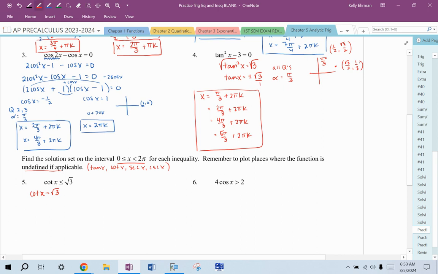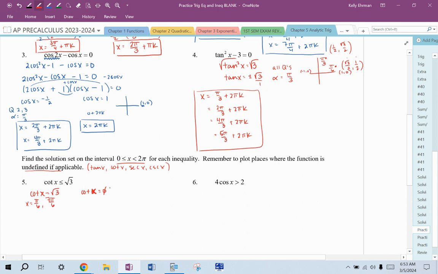One is the x over y, radical 3 over 1. That's at pi over 6, when x over y is radical 3 over 1. So x equals pi over 6, and then also in quadrant 3, 7 pi over 6. Those are the two places cotangent's positive. But we also need to think about when cotangent of x is undefined. And remember, that is when your x over y is 1 over 0 or negative 1 over 0.